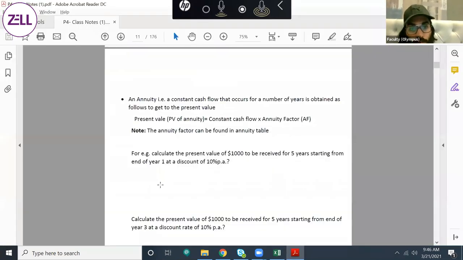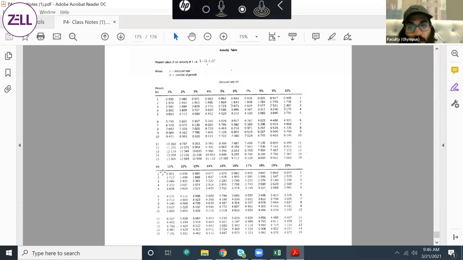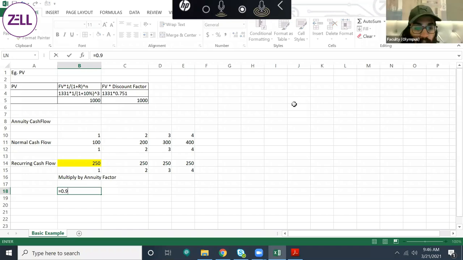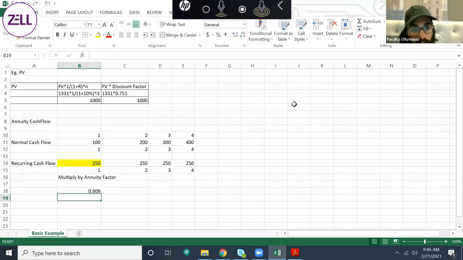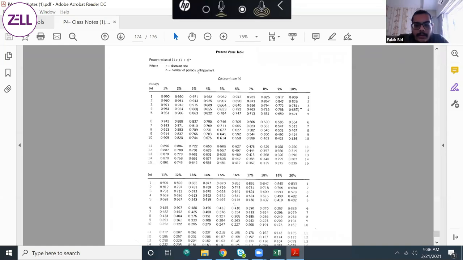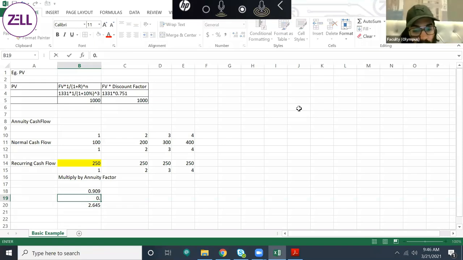Okay. Now, just to show you, can you guys do a calculation for me? Can you do 0.909 plus 0.826? Oh, sorry, 0.909 plus 0.826. How much is it coming to? It is coming to 1.735, guys. That is the present value table for 1 year and 2 years. Everyone with me till here?